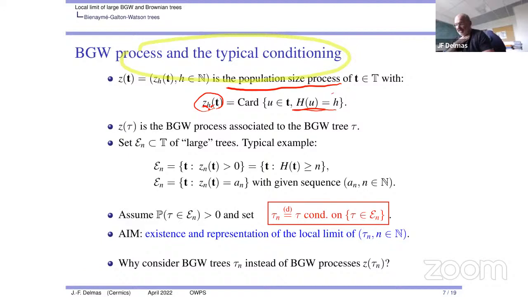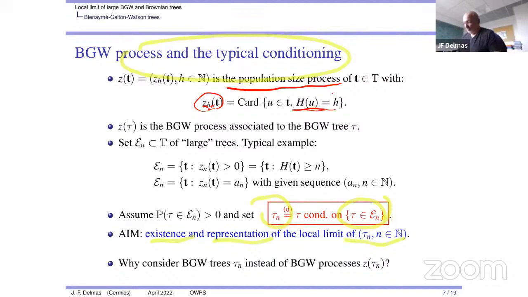And we shall consider the random tree tau_n, which is distributed as the initial Galton-Watson tree conditioned on being in the set E_n. What we are going to look at is the existence and representation of the local limit, if it exists, of the sequence tau_n.